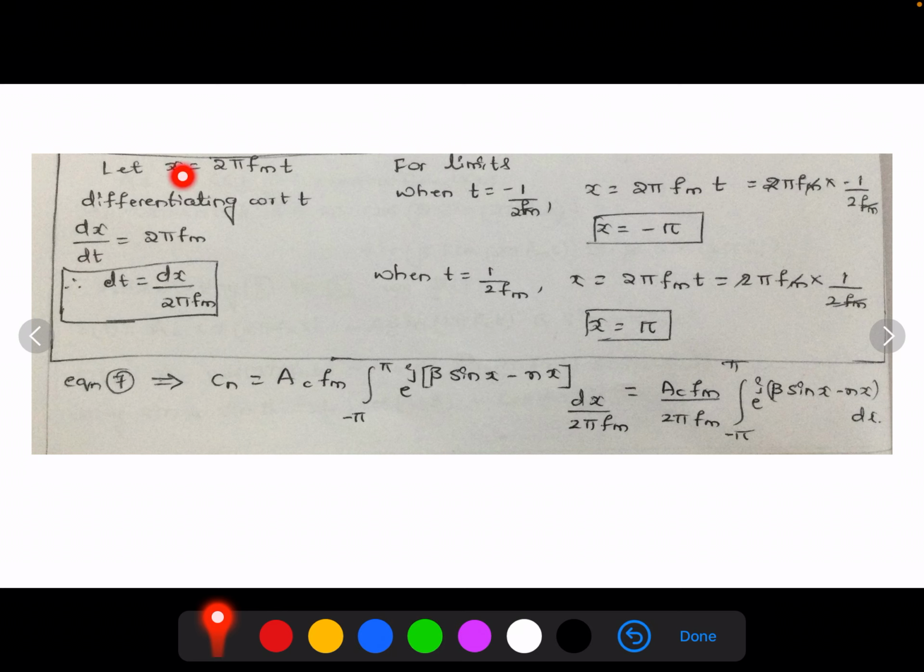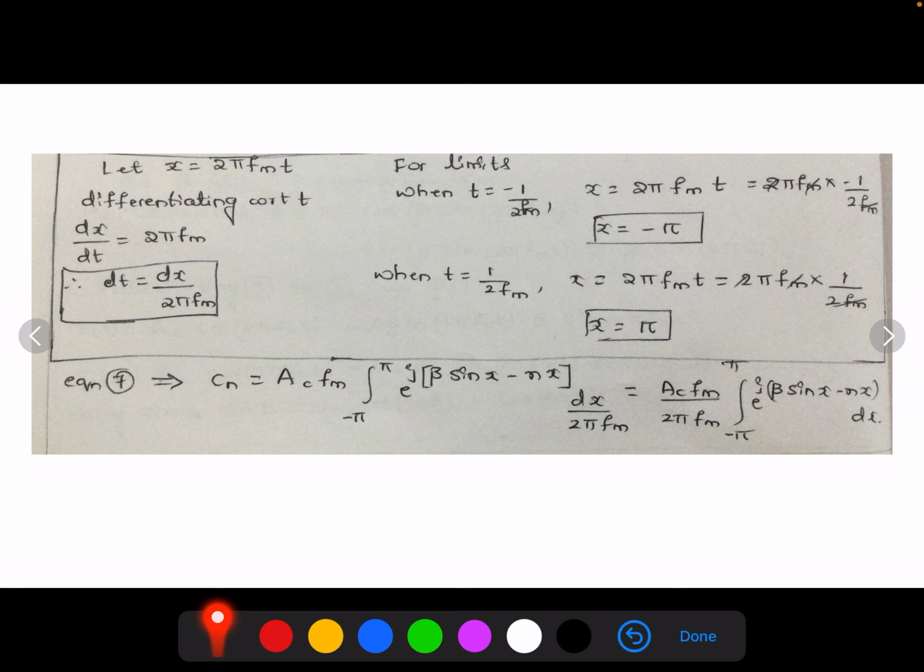We will assume that x is equal to 2 pi Fm into t, and differentiating, dx by dt is equal to 2 pi Fm. So we can say that dt is equal to dx by 2 pi Fm. We are changing the limits here, so when the limits are changed, the new limits are x from minus pi to plus pi.